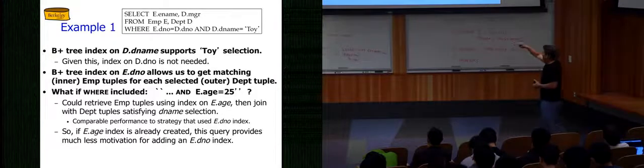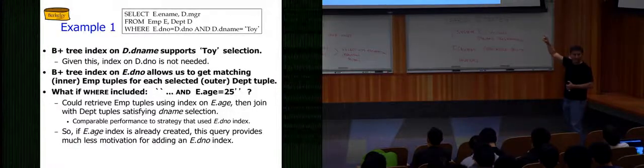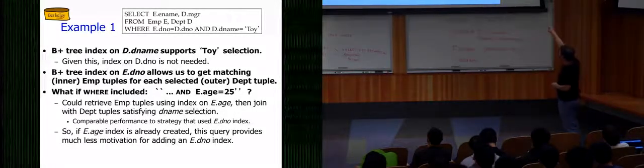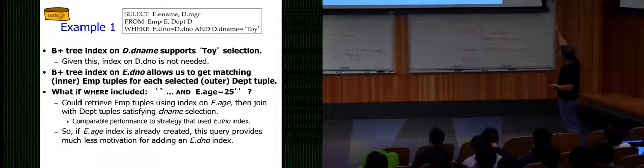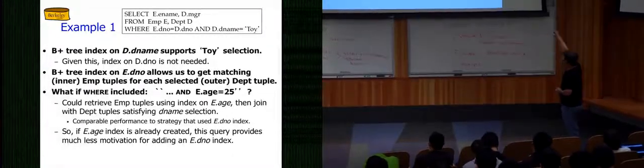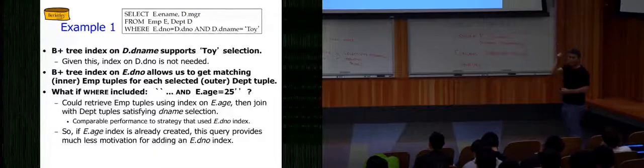You could look up the one toy department tuple, and then you could use a B-tree index on e.dno to look up the employees that work in that one department. So that one could help too. They could both help, okay?